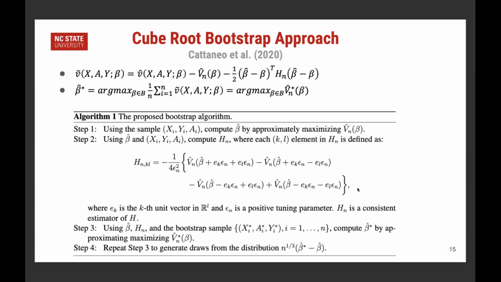First, based on the original data, we compute the beta hat. And then based on the beta hat and the original data, we compute the Hn matrix. There are two important things to notice. First, we only compute the Hn matrix once. Secondly, for the Hn matrix, there is one tuning parameter epsilon n. In the third step, based on the beta hat, the Hn matrix and the bootstrap samples, we can compute the beta hat star. And we can repeat the third step multiple times to generate multiple draws for the bootstrap.